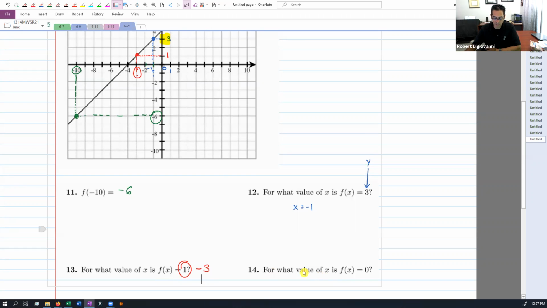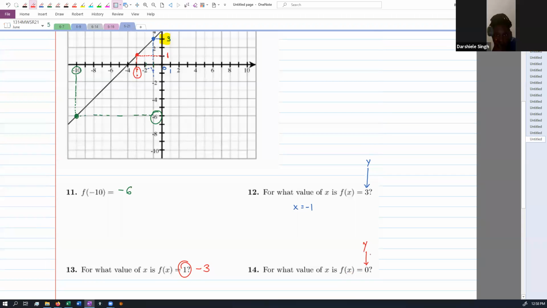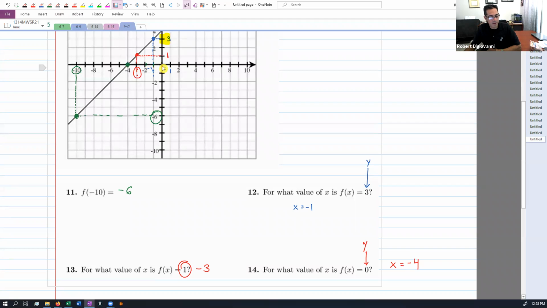How about the last one? For what value of x is the function equal to 0? So where is the y value 0? Is it -4? -4, good. X is -4. And that's because, again, over here, here's where the y value is 0, right? And then that corresponds to an x value of -4. Okay, that's pretty much it. You're gonna have to practice this.